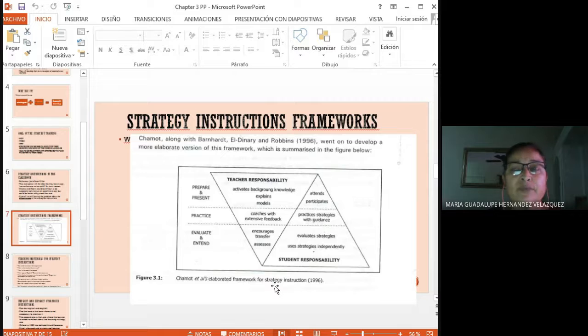What is the responsibility of the students? They need to attend and participate. If they don't participate, it's going to be difficult, or kind of impossible for them, at least to speak. Of course, they need to participate. Practice a strategy with guidance. Of course, we're going to guide them, but they are going to use the strategy, and evaluate themselves using the strategies independently. Okay.